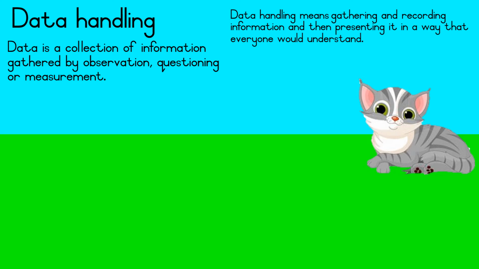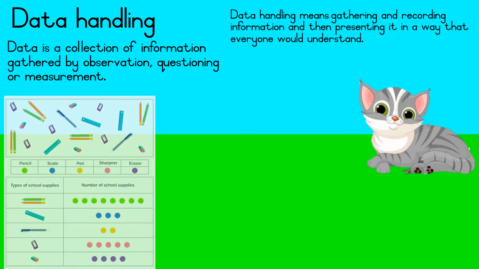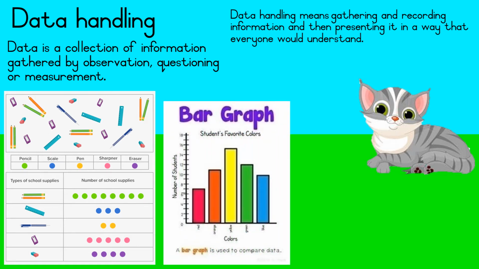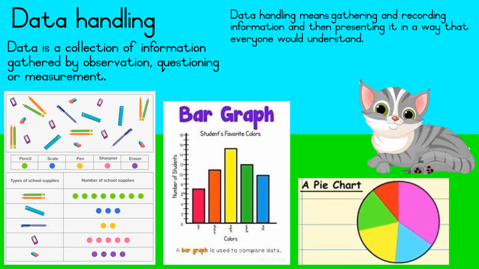Here are a couple of examples of graphs. Remember, this is not the only way. There are lots of ways to present the data. So this one is called a dot plot, where we use dots to present our data. This one we call a bar graph, where we use bars like in the example, to present our data. And this last one we call a pie chart.